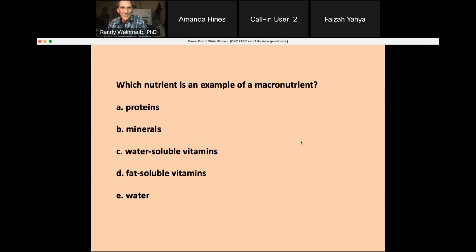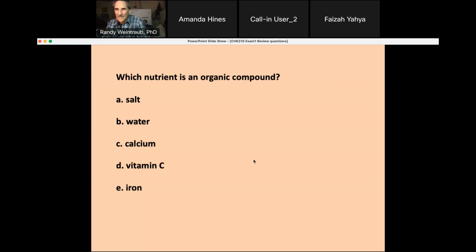So there's 3 macronutrients. That's the carbohydrates, lipids, and proteins. Macronutrient, as opposed to micronutrient or trace nutrient, which is organic. So organic means it's carbon-based. There's only one that's carbon-based, and that's vitamin C here. The others are inorganic, meaning do not have carbon.